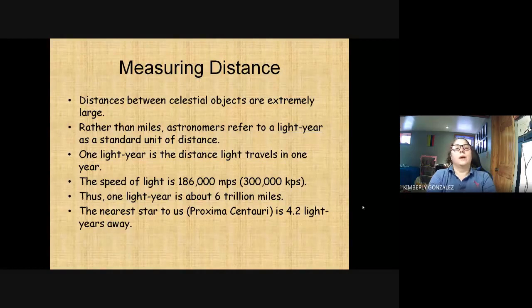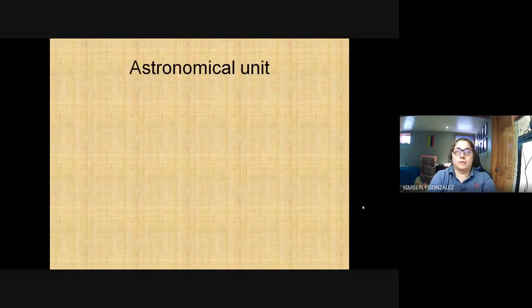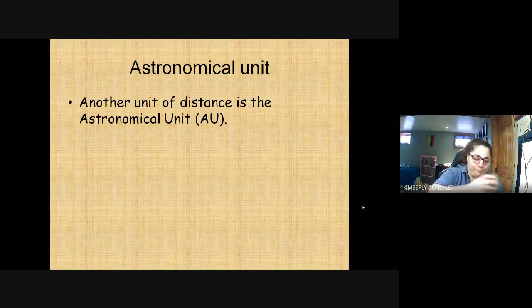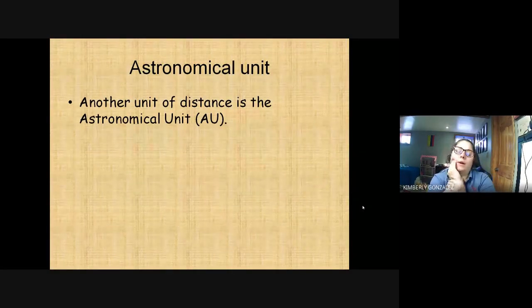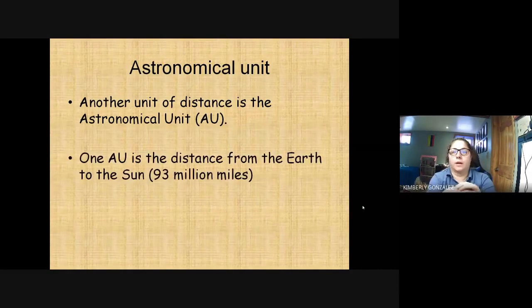Okay, so the second way that we measure distance is what's known as an astronomical unit. The abbreviation for astronomical unit is AU, capital A, capital U. This is the second way that we describe distance. It is based on the distance between the sun and the earth, which is 93 million miles away.